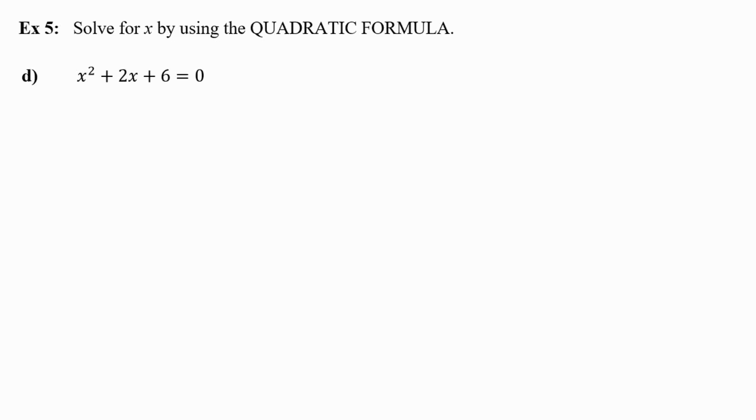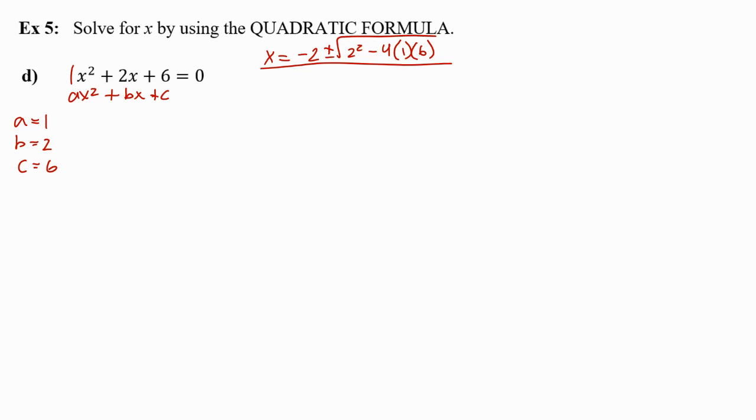5D, solve for x. Make sure it's in standard form again, ax squared plus bx plus c. It is. Identify your a, b, c values. A is 1, b is 2, and c is 6. And we're going to plug that into the quadratic formula. So x equals negative b, so negative 2, plus or minus the square root of b squared. So we're going to have 2 squared minus 4 times a, which is 1, times c, which is 6, all divided by 2a, so 2 times 1.